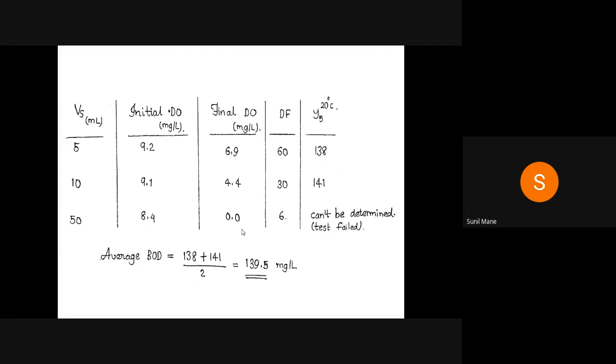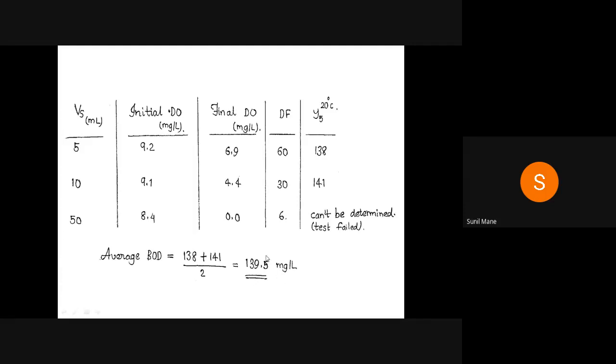Okay, so here you can see the average biochemical oxygen demand of that particular sample would be about 139-140 milligram per liter, right? So that means what? Whatever the wastewater is there, 1 liter of that wastewater, if you are disposing it, it is going to consume about 140 milligram of dissolved oxygen.